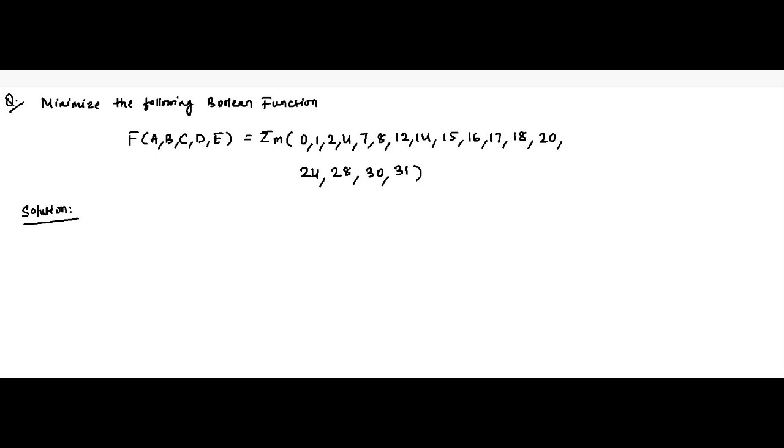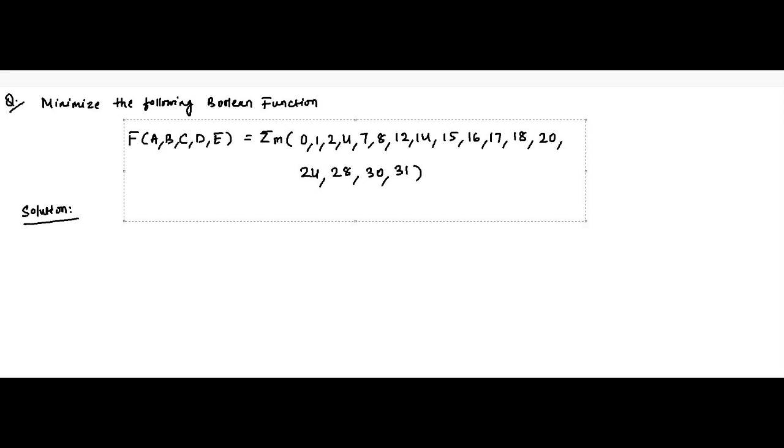Hello friends, so here is another question on 5 variable SOP or minterm type Boolean simplification. So we have a 5 variable Boolean function f(a, b, c, d, e). Minterm values are given as 0, 1, 2, 4, 7, 8, 12, 14, 15, 16, 17, 18, 20, 24, 28, 30, 31.